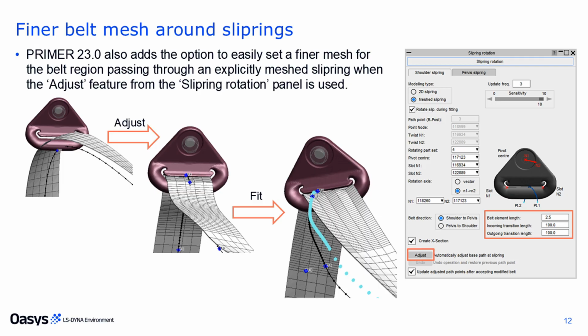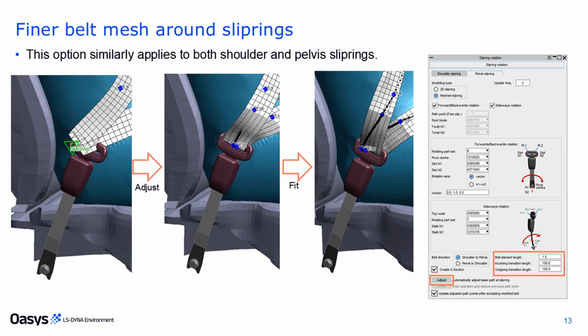These set how far either side of the slip ring path point the refined mesh extends. The same option applies equally to shoulder and pelvis slip rings, so you can refine the belt mesh independently at each one.